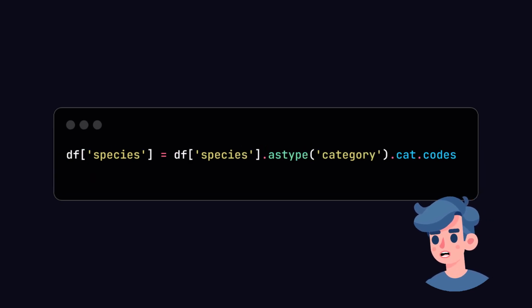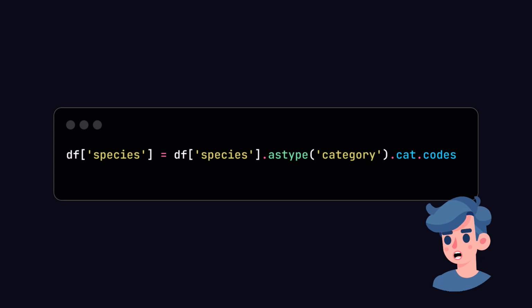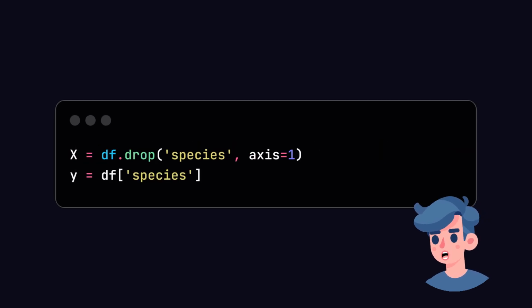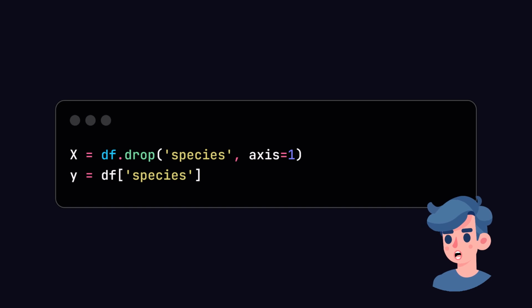Next, we need to pre-process our data. In logistic regression, we need to convert our categorical target variable into numerical values. So, let's encode the species column. We also need to split our data into features and labels. The features will be our sepal and petal dimensions, while the labels will be the encoded species.